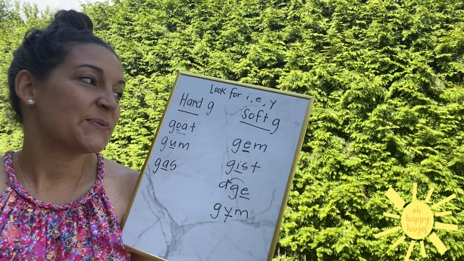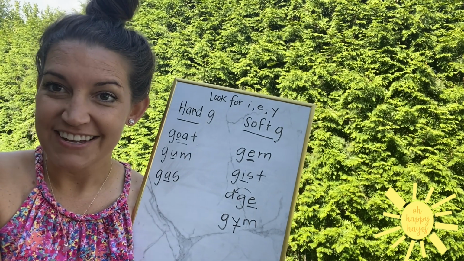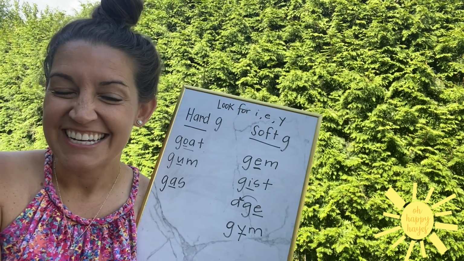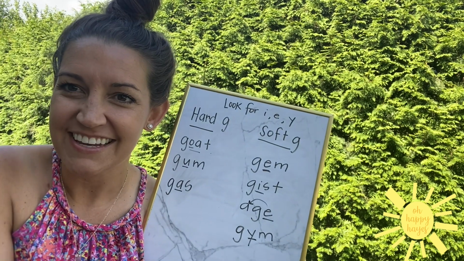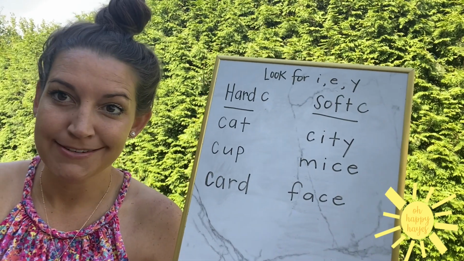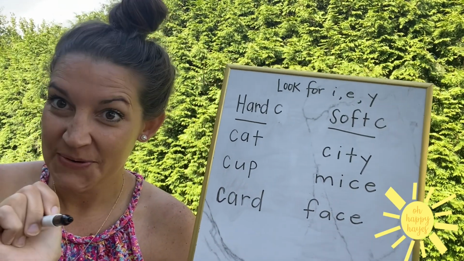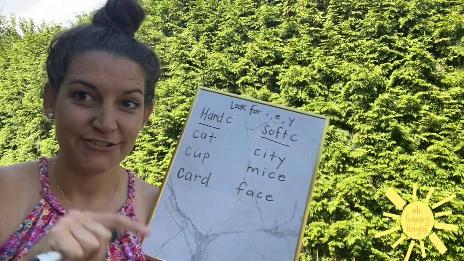All right, so these are some examples of where it will be a hard G saying G. These are some examples of a soft G saying J. I hope this helps. Let's move on to the C. These soft and hard C's are everywhere. You're going to see these. So you need to always be looking for the I, E, or Y, finding that after the C.